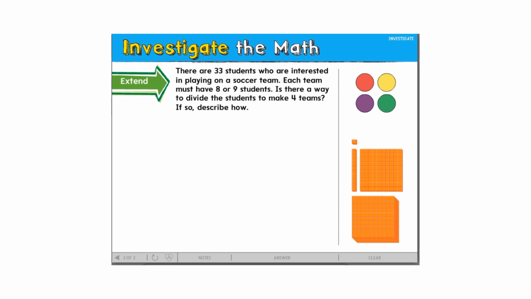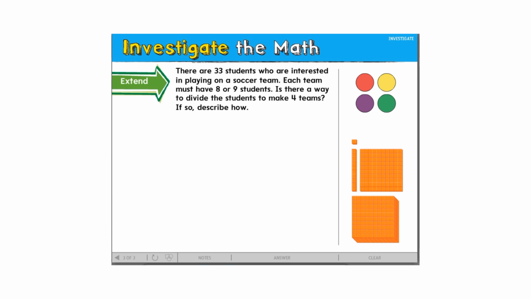So listen really carefully while I read it again. There are 33 students who are interested in playing on a soccer team. Each team can have either 8 or 9 people on a team. Is there a way to divide the students to make 4 teams? If so, describe how. So think about it for a second. If you've got 33 people, could you get 8 or 9 students on a team?